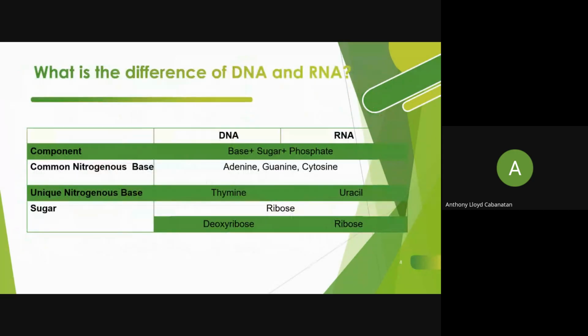Next. So, difference between DNA and RNA. Katulad ng sinabi ko kanina, ito yung common na nitrogenous base nila. May adenine, may guanine, may cytosine, no? Meron din silang base, may sugar, may phosphate. Pero ang pinagkaiba is yung thymine for DNA and uracil for RNA.